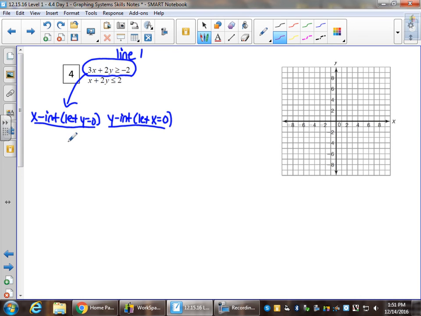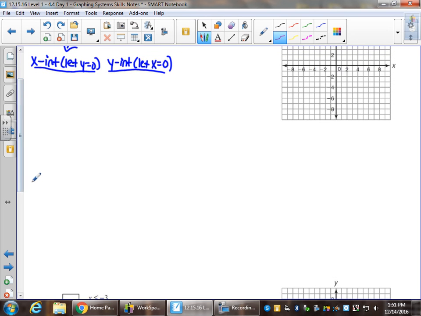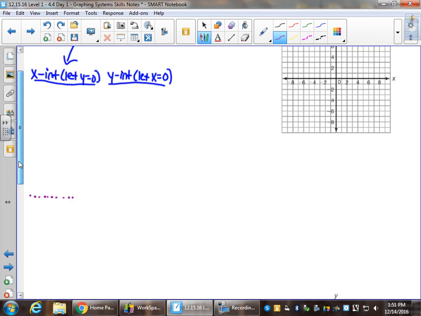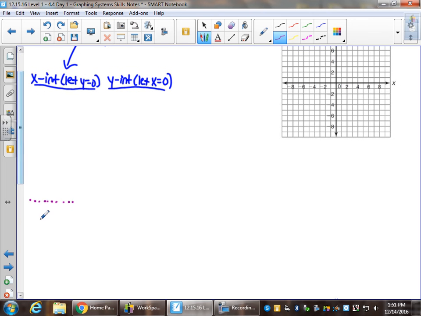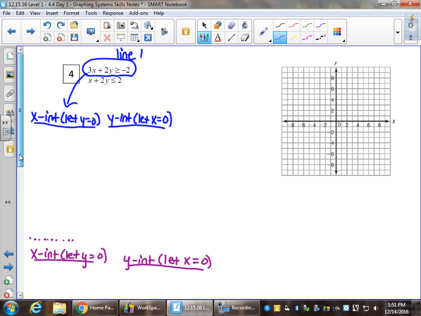This is my line 2. I'm going to have to do intercepts for that as well. So visually, I'm going to cut this in half. Like, imagine there's a dotted line right here. This will be work for line 1, and then I'm going to have work for line 2 down here. So being neat is key. Space it out nice. So this will be line 2.